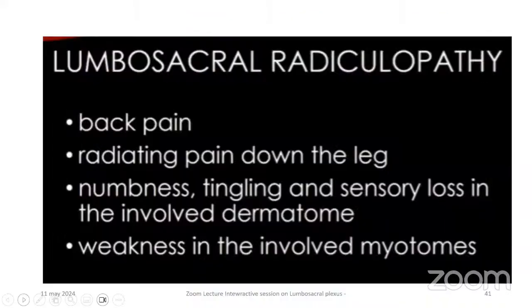Okay, so lumbosacral radiculopathy. We have to learn radiculopathy, plexopathy, and mononeuropathy. What are the most characteristic features of radiculopathy? Back pain, radiating pain down the leg. There will be numbness, tingling, sensory loss in the involved dermatomes. That's why you should know what the dermatome is. There is weakness in the involved myotomes. Because the muscles are usually innervated by neighboring nerves also, you may not have profound weakness in the muscle as you see in nerve distribution weakness.